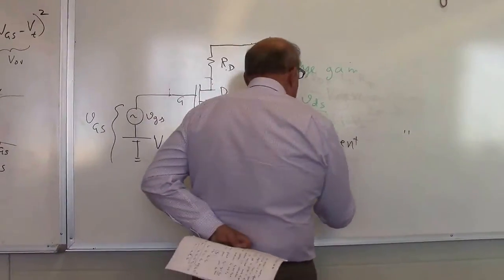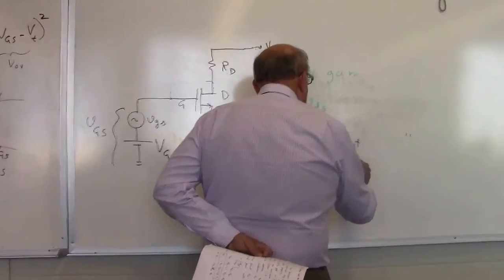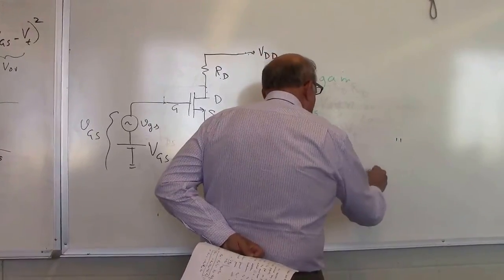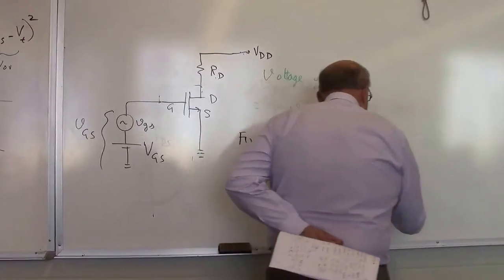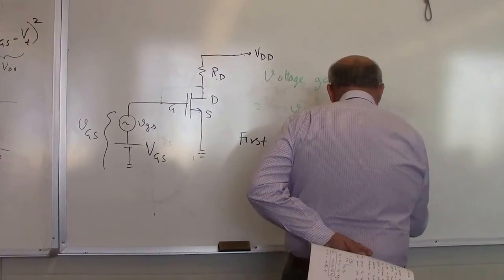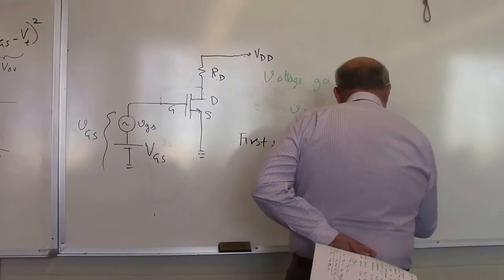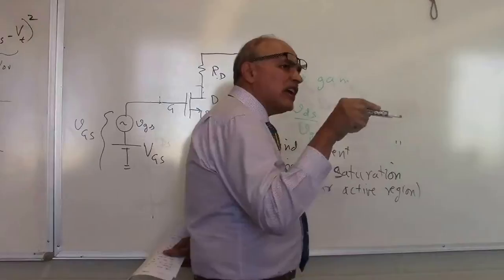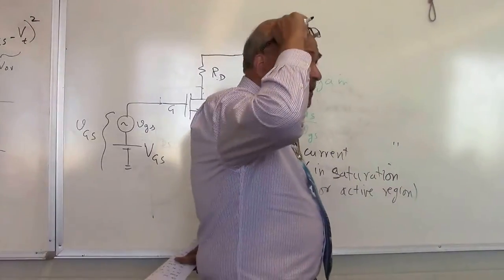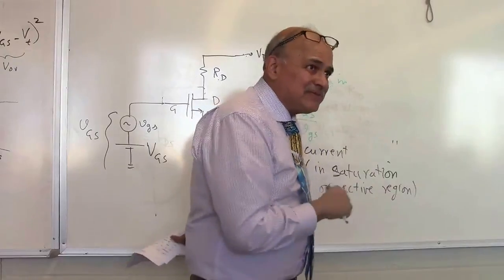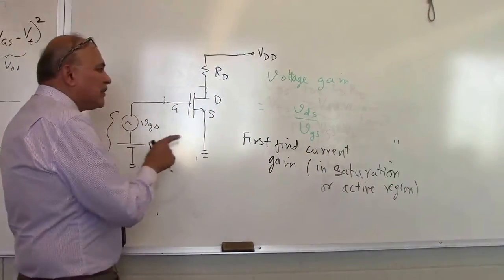Okay, current gain will be, and maybe I will say, in saturation region. Saturation or active. Saturation means active, because when a MOSFET is saturated, it's active. When a bipolar transistor is saturated, it's saturated. It's not active. It's different terminology. So first find current gain.